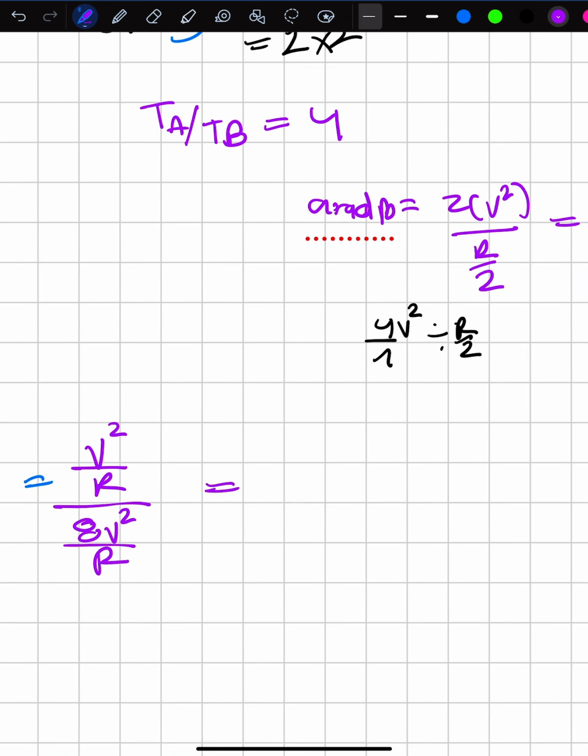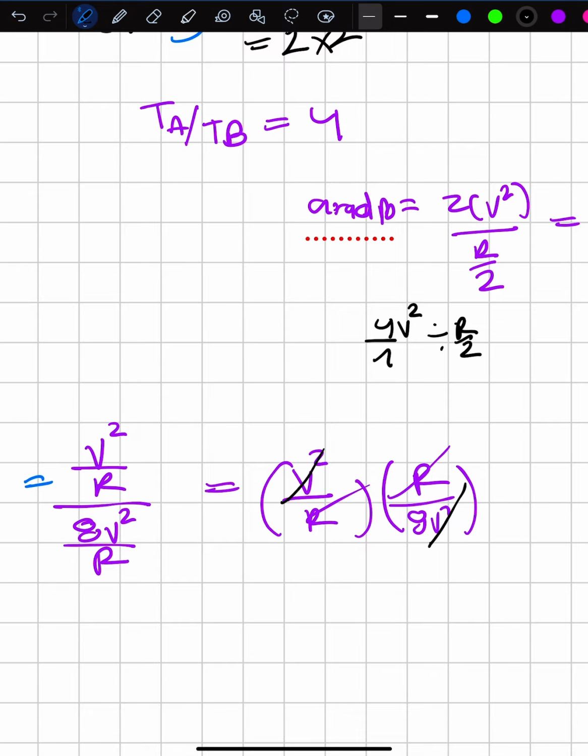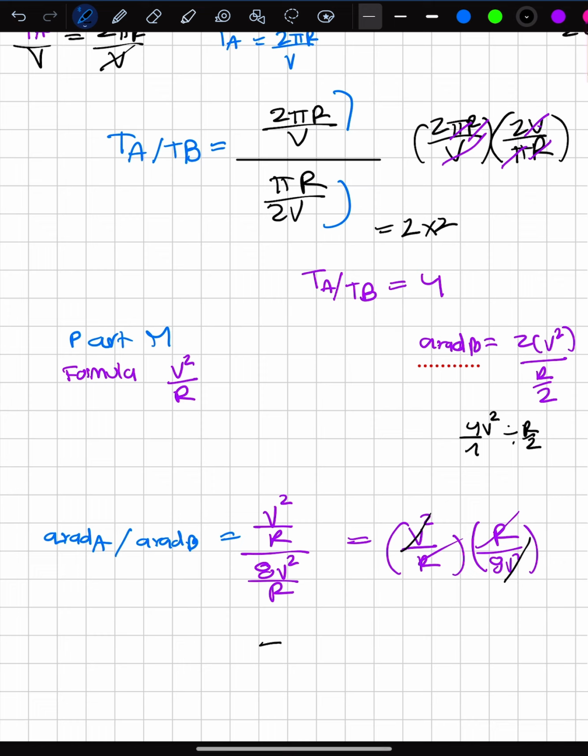What I like to do is multiply so we can cancel out. So this is the first one, and then we flip the second one. That leaves us with this. Then we cancel this out, and we're left with 1 over 8. So our answer for part M is 1 over 8. We can also get the decimal, which is 0.125. And that's all.